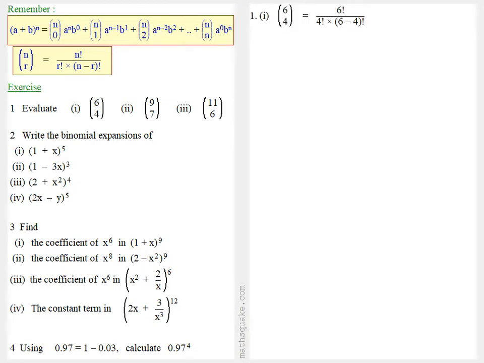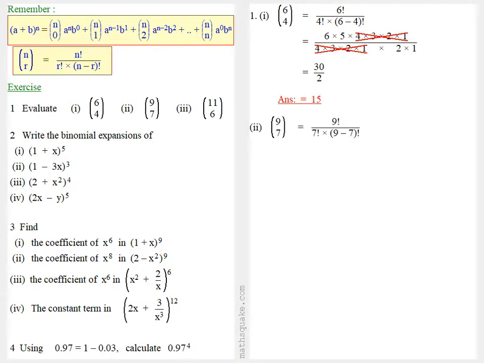Okay, in question 1 part 1 we're asked to evaluate 6C4. Now this means 6 factorial over 4 factorial times (6 minus 4) factorial. That is 6 times 5 times 4 times 3 times 2 times 1 over 4 times 3 times 2 times 1 times, now 6 minus 4 is 2 factorial, so 2 times 1. Now the 4 times 3 times 2 times 1 cancels top and bottom, leaving 6 times 5, which is 30, over 2. So our answer is 15.